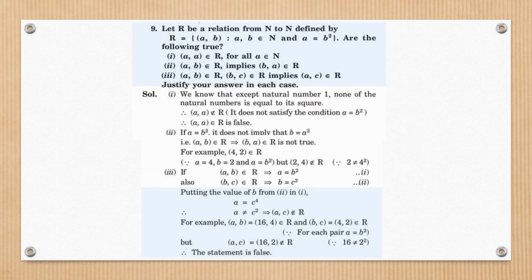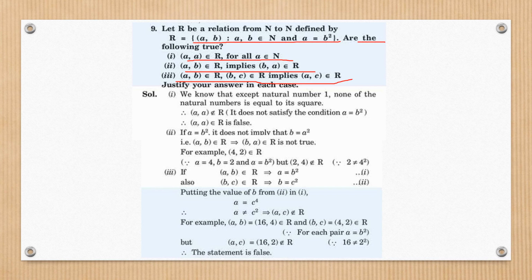Number 9: Let R be a relation from N to N defined by R = {(a, b) : a, b belongs to N and a = b²}. Are the following true? (a, a) belongs to R for all a belongs to N; (a, b) belongs to R implies (b, a) belongs to R; and (a, b) belongs to R, (b, c) belongs to R implies (a, c) belongs to R. Justify your answer in each case.